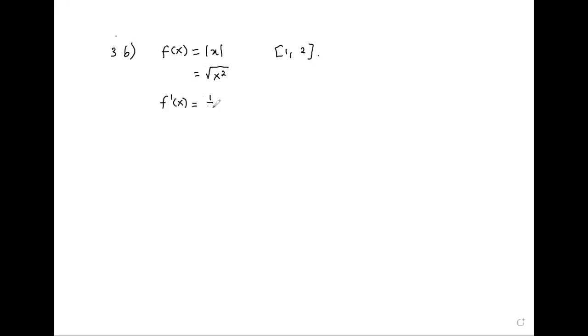So we get half x squared negative half multiplied by 2x. The 2's will cancel, and so we'll have x over the root of x squared, which is equal to x over the modulus of x.